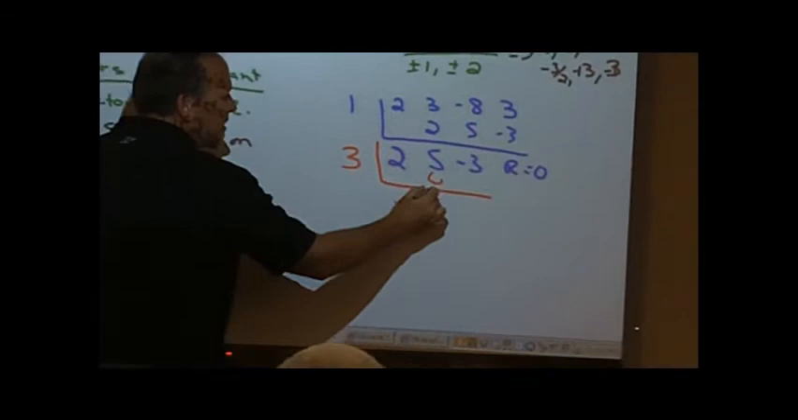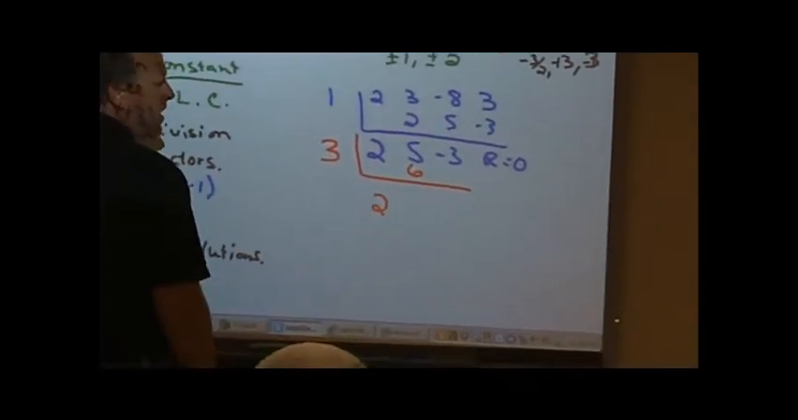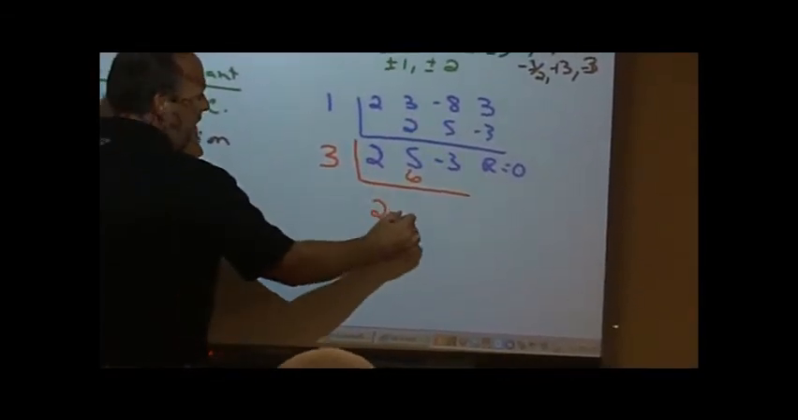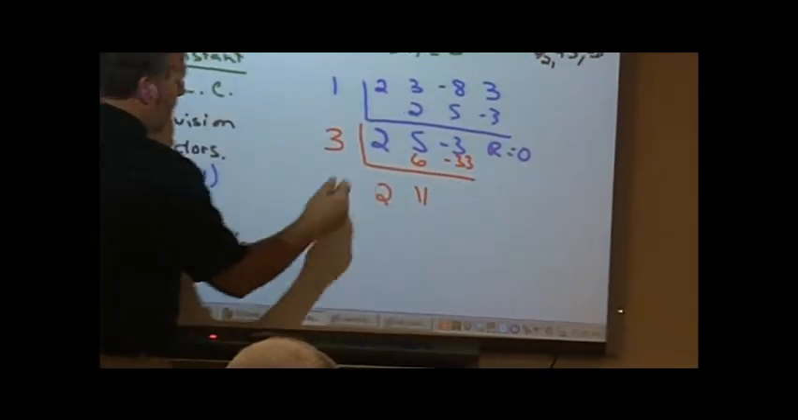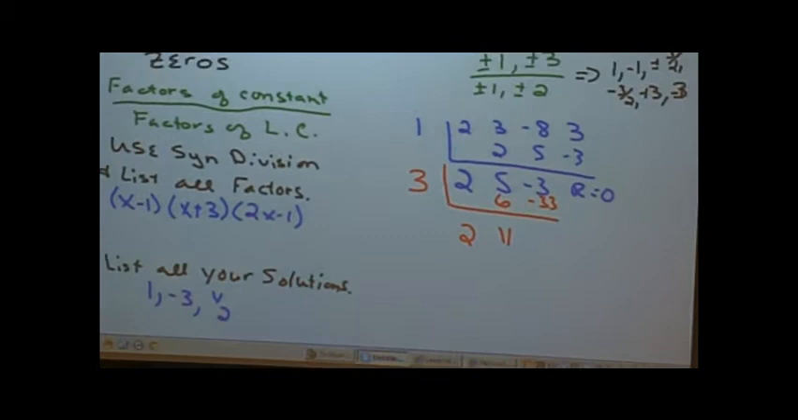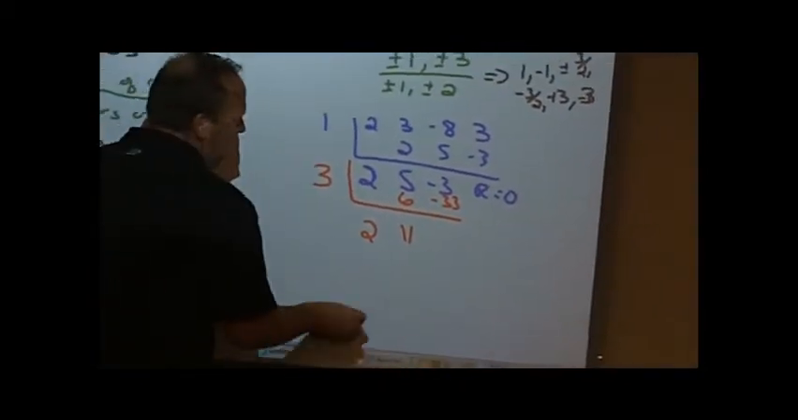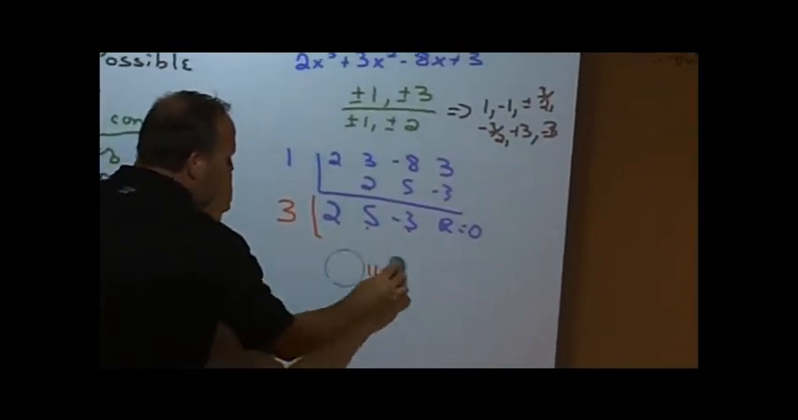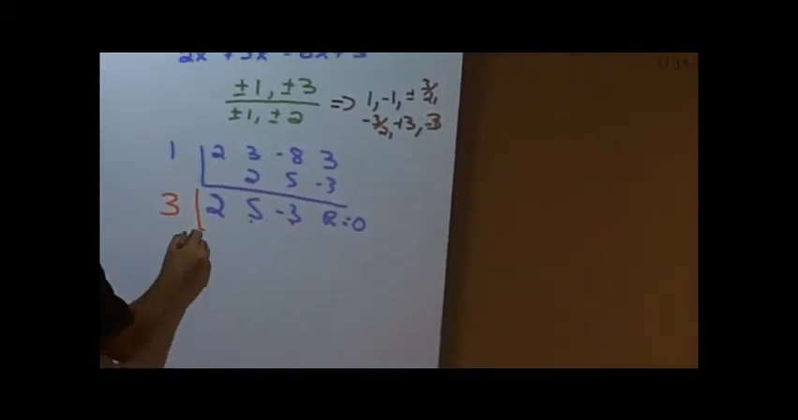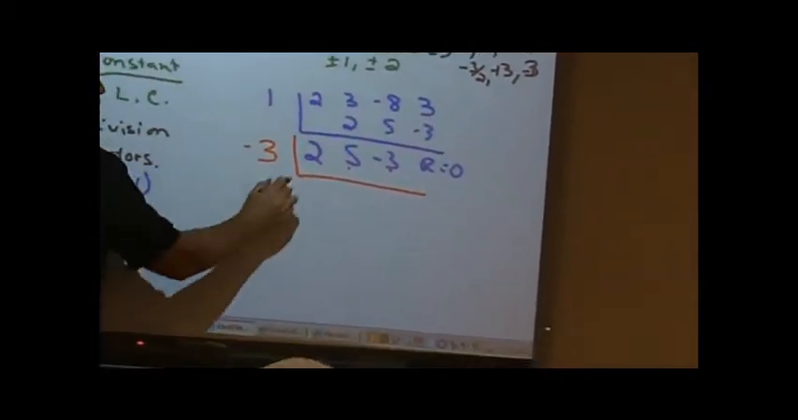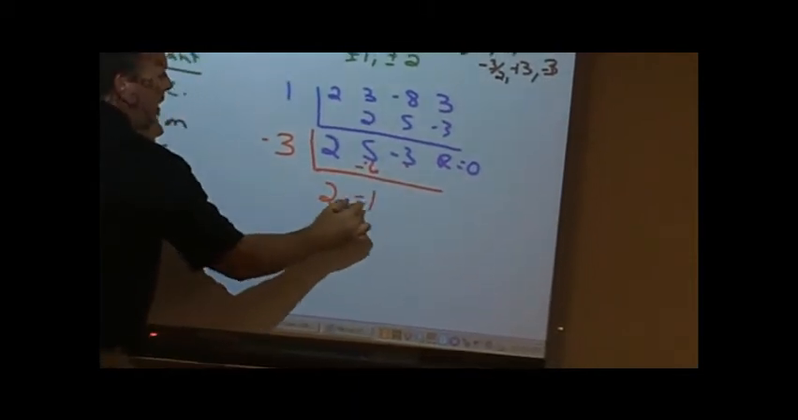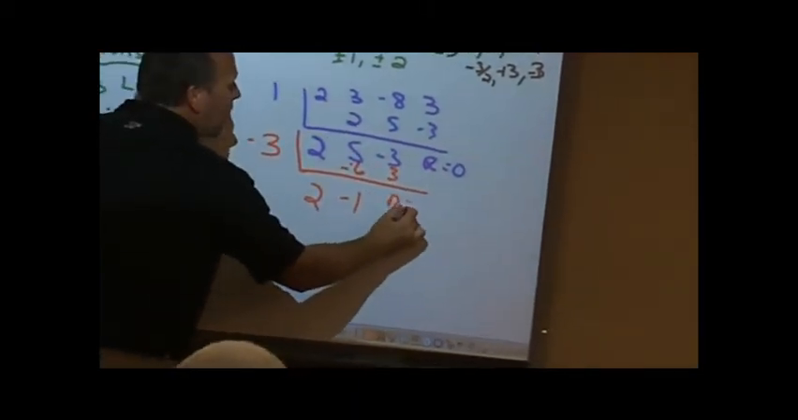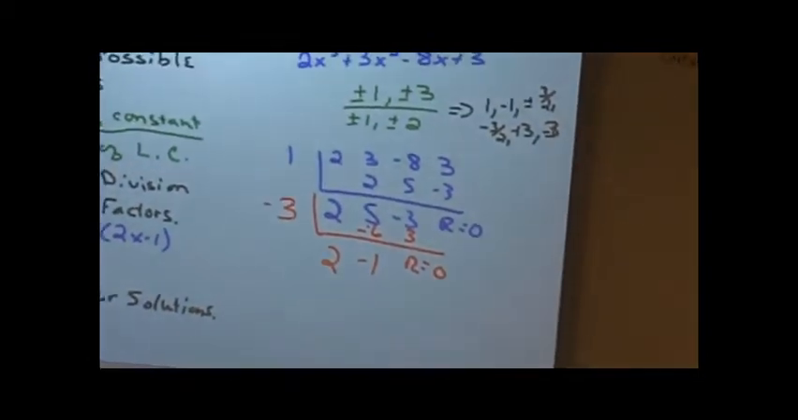If I use that again, I have 2. 3 times 2 is 6. 5 plus 6 is 11. It gives me a negative 33. That gives me a big remainder, so I know 3 does not work. So you're like, oh well, 3 doesn't work. Maybe negative 3 works. So I bring my 2 down. I get a negative 6, negative 1, a positive 3. My remainder equals 0, so now I know negative 3 works.